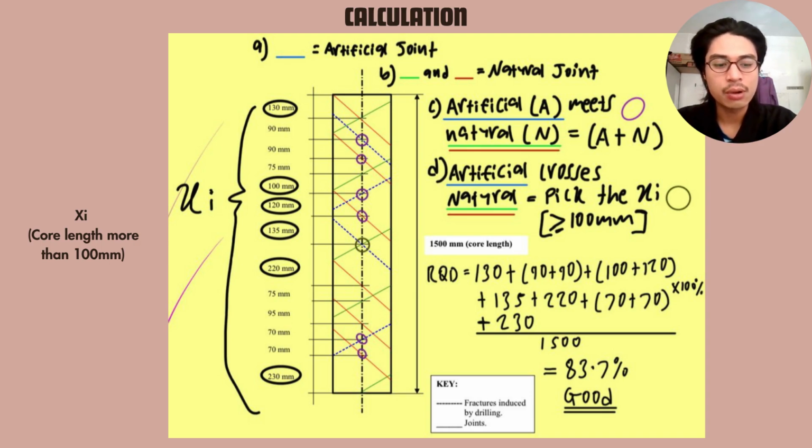After we get the sum of Xi, we divide it by 1500 mm, which is the total core length of the sample, and then multiply by 100%. So the result shows 83.7%, which means it can be classified as a good core sample.